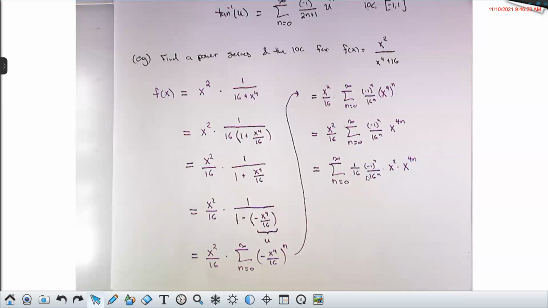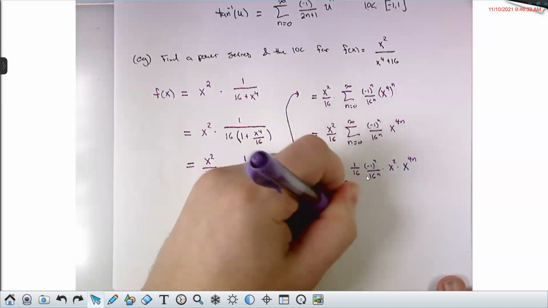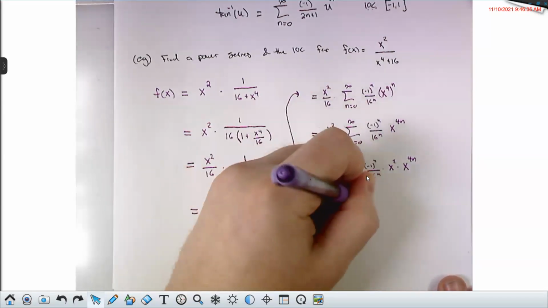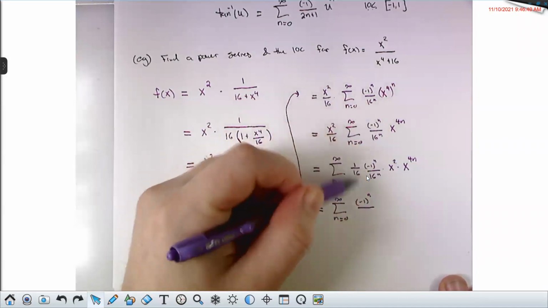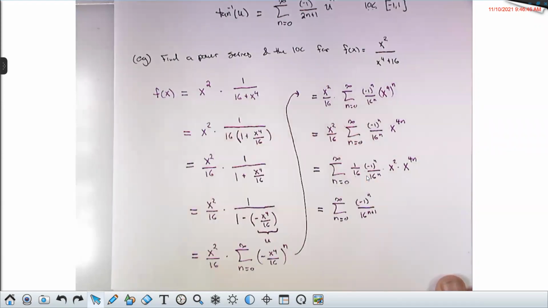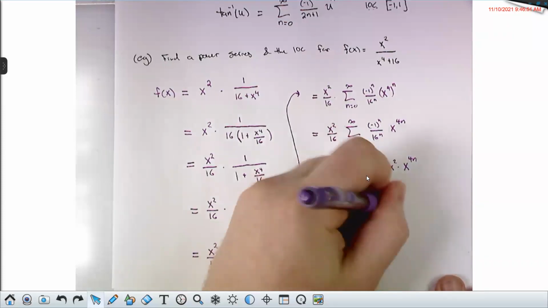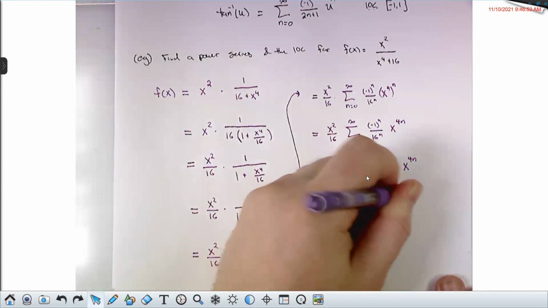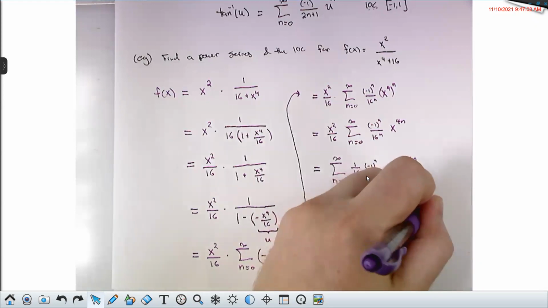The next line will be our final answer. When I combine those, I get sigma n from 0 to infinity, -1 to the n over 16 to the 1 times 16 to the n is 16 to the n plus 1. And x to the 2 times x to the 4n is x to the 4n plus 2. Again, just basic algebra rules, but it's done within the sigma operator. This is your final answer.